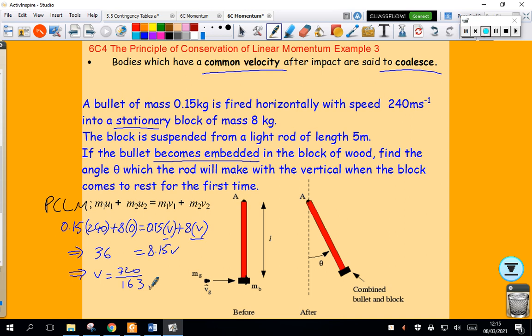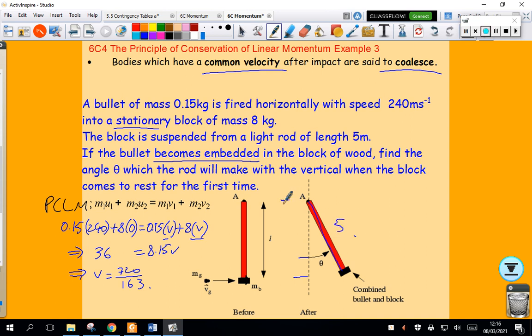720 over 163. So that's going to be the velocity they move off with together. It's the velocity here at this position. We want to find the angle this makes, so I can find the height that this rises, so I can figure out this height. I know the rod has a length of 5, that's given.